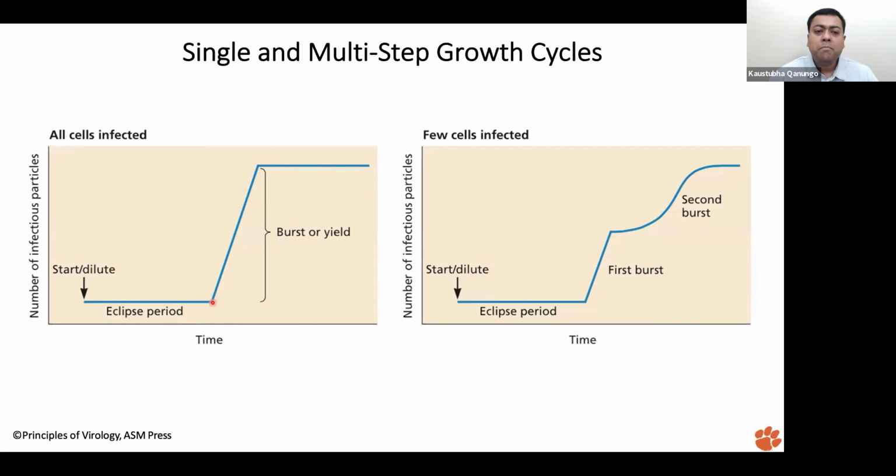What we mean by this is that after this eclipse period, all the viruses almost come out in a synchronous fashion out of all these cells. And this is what is called a burst. And this is what we call a one-step growth cycle.